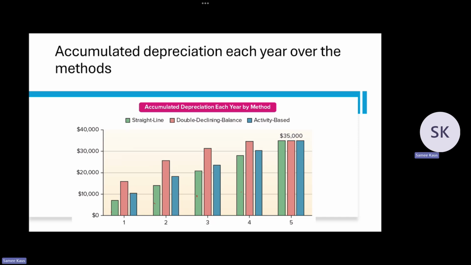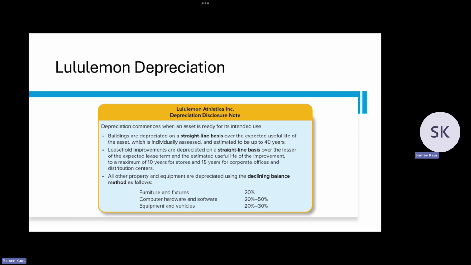Okay. So finally, here's Lululemon. They have a disclosure here on how they take depreciation. So it looks like most buildings are depreciated on a straight line basis. Leasehold improvements are depreciated on a straight line basis, and they give us our estimated service life. But other equipment are used with a declining balance as follows, and it gives us the respective percentages.